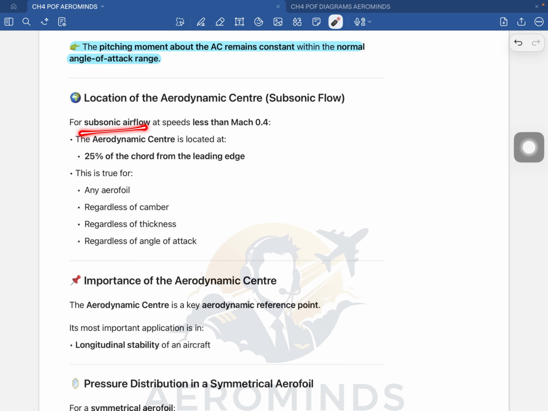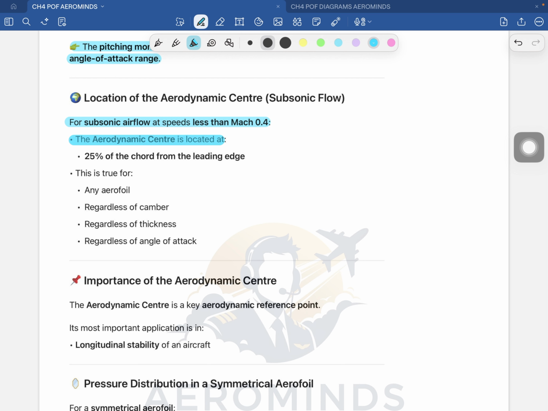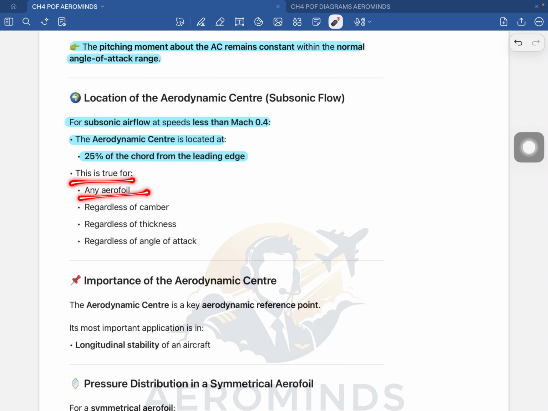For subsonic airflow at speeds less than 0.4 Mach, the aerodynamic center is located at 25% of the chord from the leading edge. This is true for any aerofoil regardless of the camber, regardless of the thickness, and also regardless of the angle of attack. This is why the aerodynamic center is such a useful reference point.